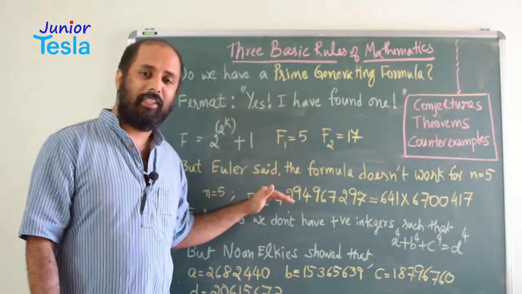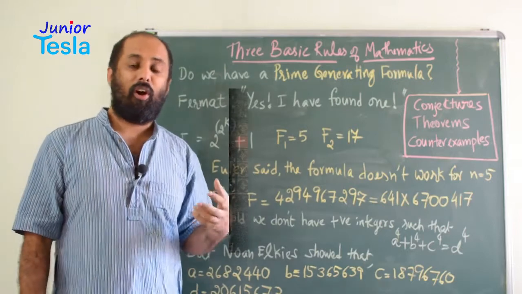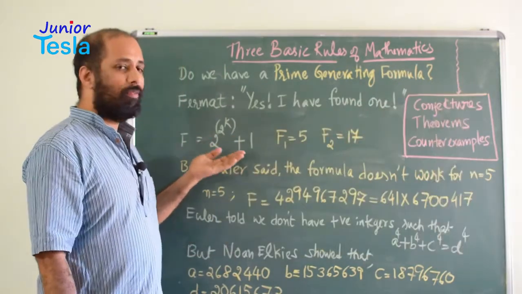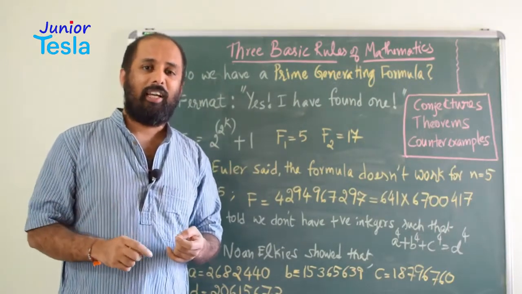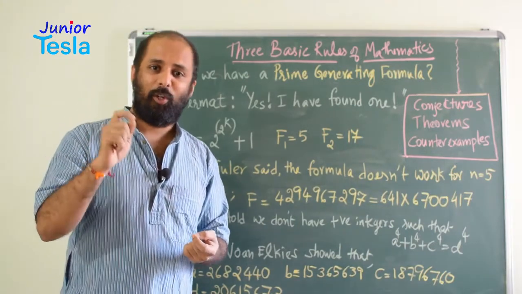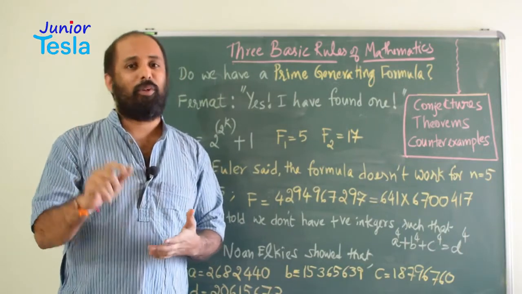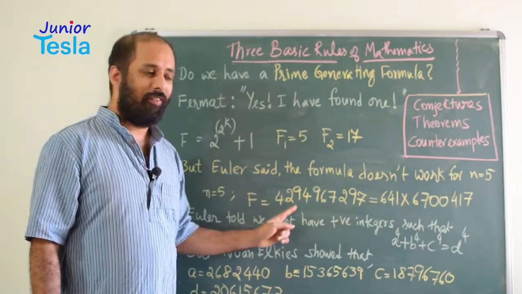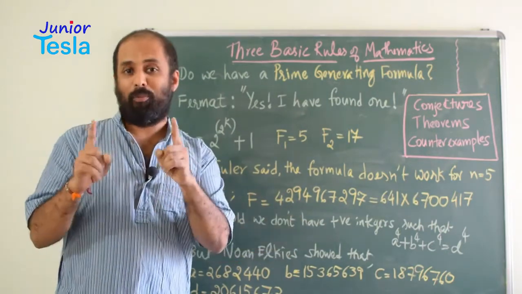But after 100 years, there was another mathematician, a Swiss mathematician, Leonhard Euler. So in the 18th century, he took up this particular formula and started working on it, and finally he said, this formula gives prime numbers for k equal to 1, 2, 3 and 4, but not 5. When you put k equal to 5, you get a very large number, but this number is not a prime number but a composite number.